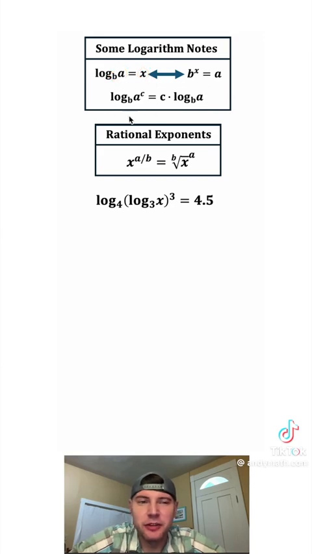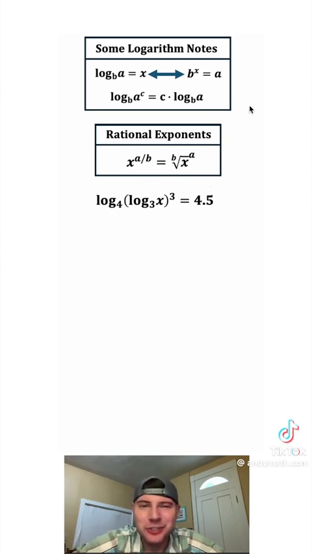And the other piece of logarithm notes we'll need is this right here. Anytime this input has an exponent, you can bring that exponent to the front. So this log base b of a to the c is the same thing as c times log base b of a. So this can be brought to the front or it can be brought out here. And last, we have these notes for rational exponents. Anytime you have one of these rational exponents, the denominator is the root and the numerator is the exponent.